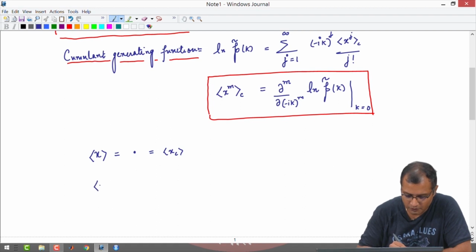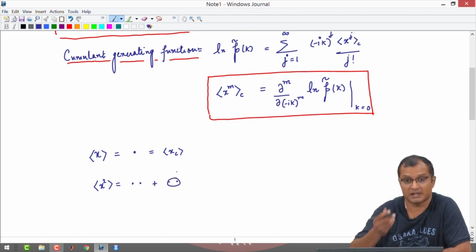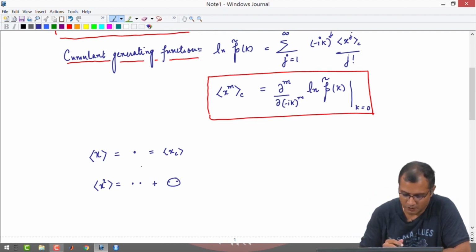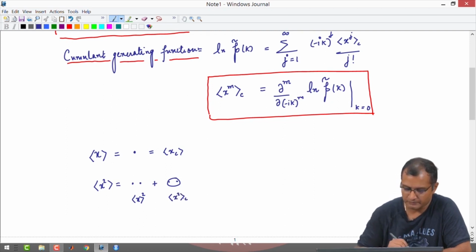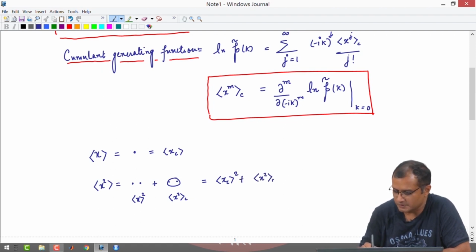Now, if you want to show the second moment, you use 2 dots, but now you can keep them disconnected, and you can also connect them. With 2 dots a connection is possible. When you do not connect them, this is nothing but the first moment, and there are 2 of them. So, it is the first moment squared, and the 2 dots that you have connected, by our logic, is the second cumulant. And since we call the first moment the first cumulant, this is nothing but the first cumulant squared plus the second cumulant.